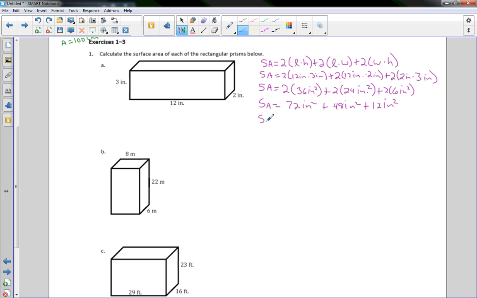So the surface area is 72 plus 48 plus 12. So 2 plus 8 is 10, plus 2 is 12. Carry the 1. 7 plus 1 is 8, plus 4 is 12, plus 1 is 15. So it's 152 inches squared.